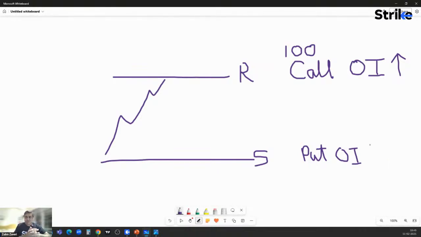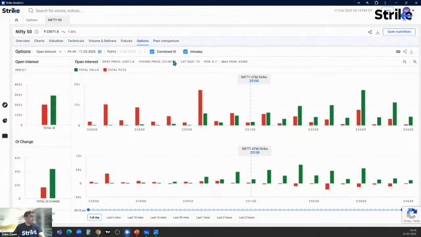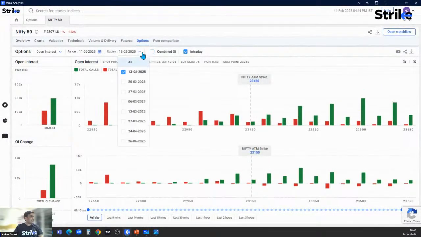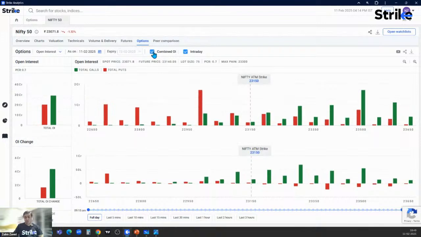Yes. Combined OI, meaning, Baburaj, in Nifty we have many expiries, right? We have the 13th expiry, 20th expiry, 27th, and all these expiries put together is combined OI. So generally when we look at combined OI, this particular screen tells you exactly at what price how many call option and put option contracts are open.